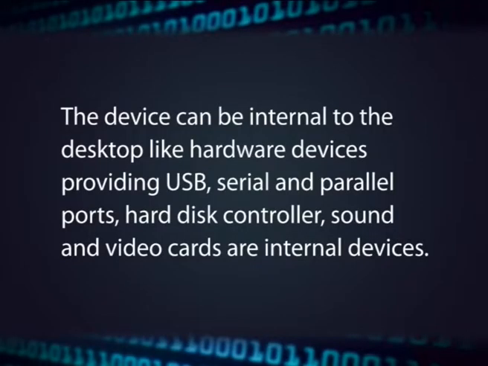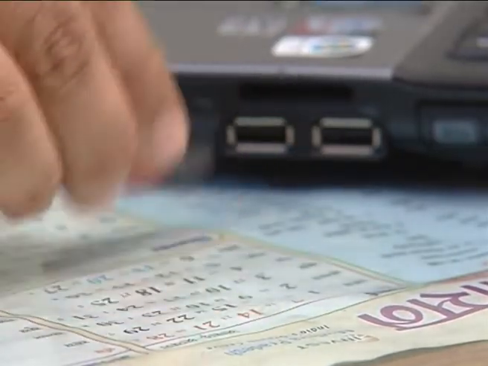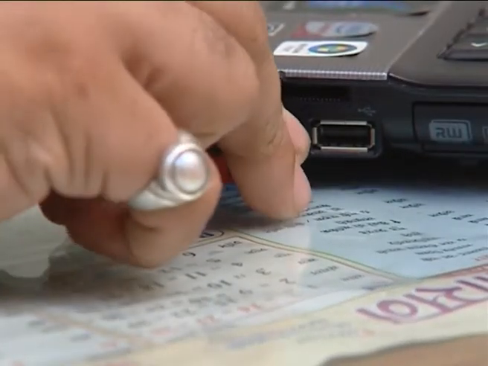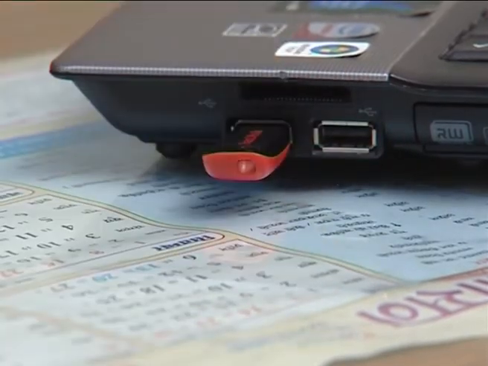So, we start with, as we have studied earlier, a large number of devices can be connected to a computer system. The device can be internal to the desktop like hardware devices providing USB, serial and parallel ports. Hard disk controller, sound and video cards are internal devices. The devices which are connected over these ports are called external devices.